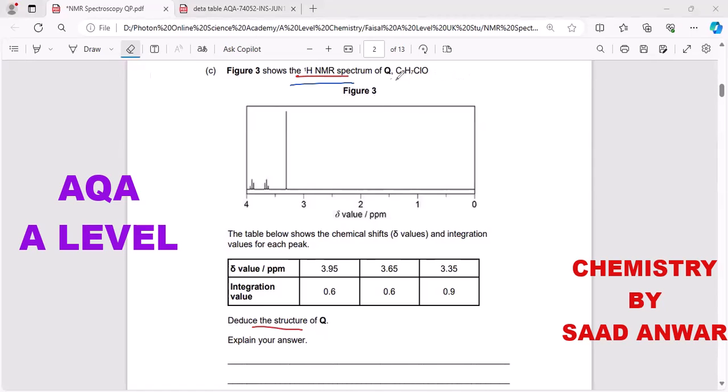The Proton NMR spectrum of C3H7ClO is given here. The table below shows the chemical shift values and integration values for each peak. Chemical shift value is given here. Integration value is given here.